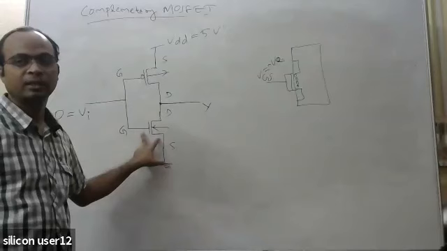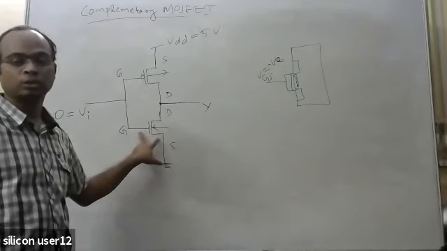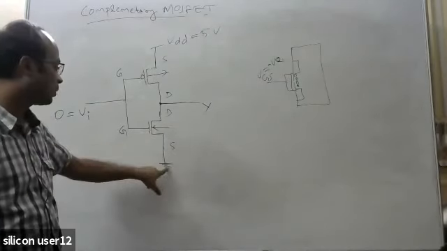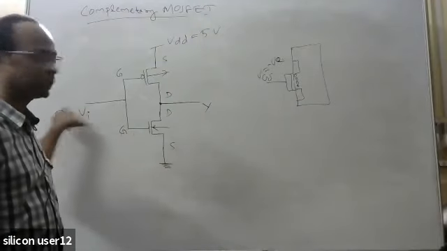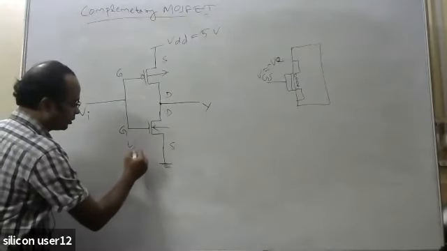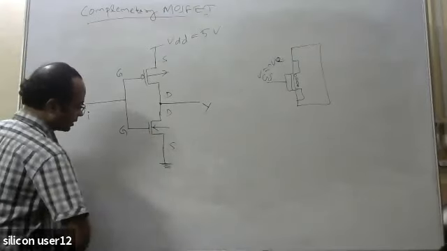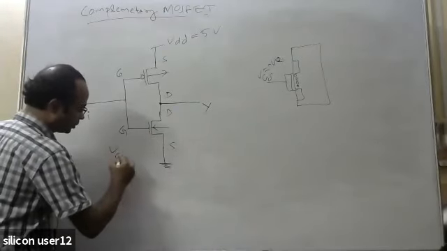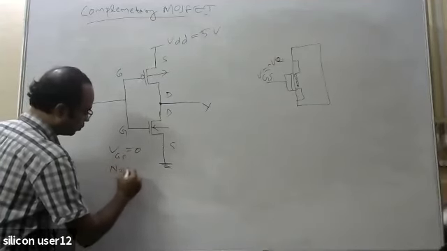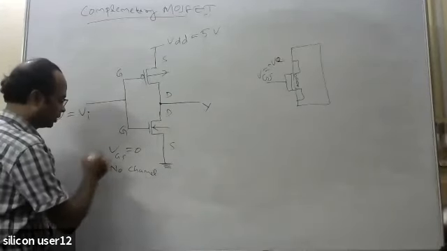We know that in the NMOS, if this gate is positive with respect to source, then the channel is created. But here this source is at ground and this gate is also at 0. That means both are 0, so VGS is 0. So here I am applying VGS equal to 0. So I can write like this: for this NMOS, VGS equal to 0. So no channel.